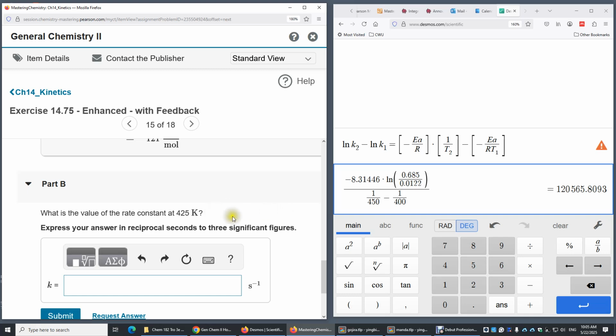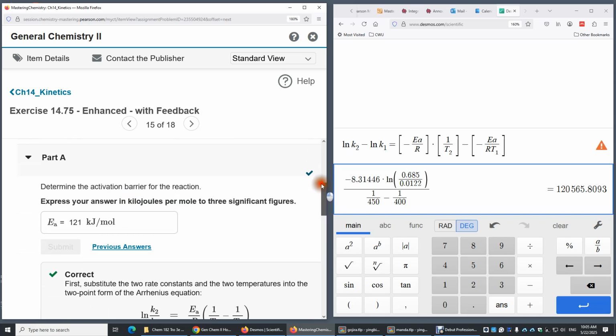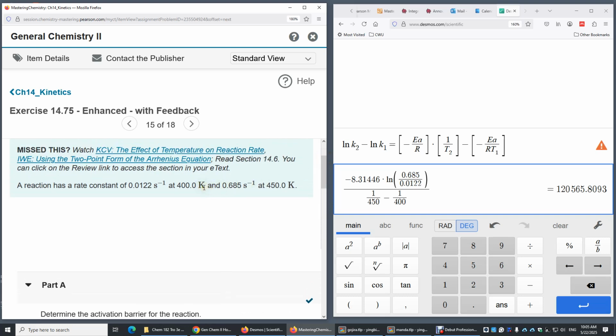What's the value of the rate constant at 425 Kelvin? Alright, how do we tackle this problem? It's pretty simple. As long as we have the value of E sub A, we should be able to get the value of A, and then we should be able to get the value of K at just any temperature. So this is E sub A. I just want to remind you, E sub A is this.